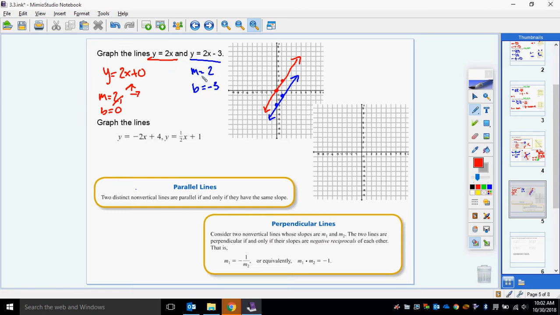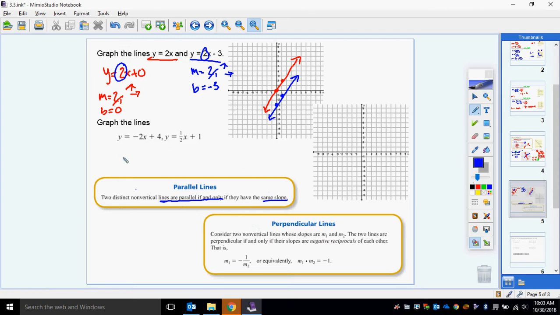Now the blue line has a slope of 2 also, so 2 over 1, but it has a y-intercept of negative 3. I'm still going up 2 and right 1, but I have to start on the y-axis at negative 3. So what do you notice about these lines? Oh yeah, they have the same slope. And it looks like those are parallel. So we do have that new rule, that lines are parallel if they have the same slope.